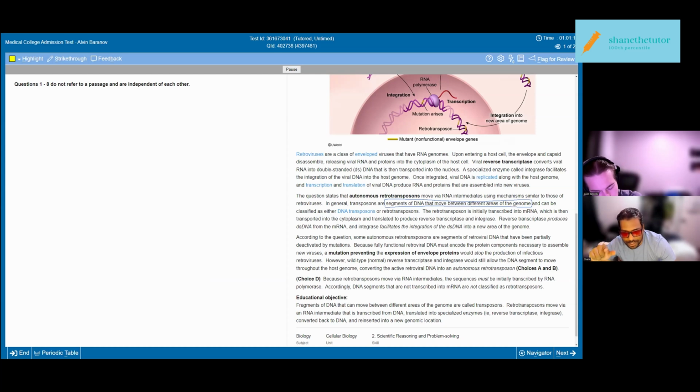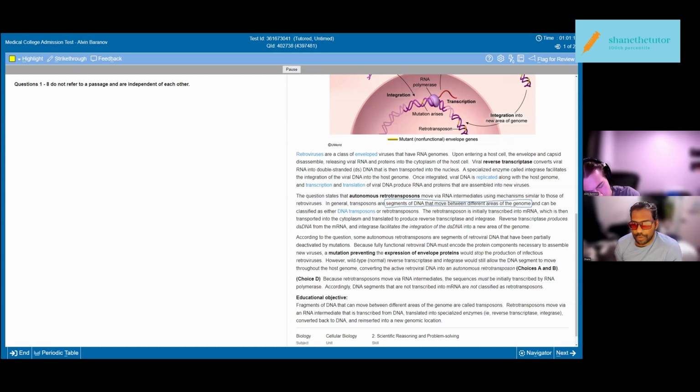I take that to mean that it can move around within the genome of the host cell that it's already infected and already inside, right? It does that using mechanisms similar to those of retroviruses, but unlike a retrovirus that can infect other host cells, a retrotransposon can't do that on its own. They give us some more information.